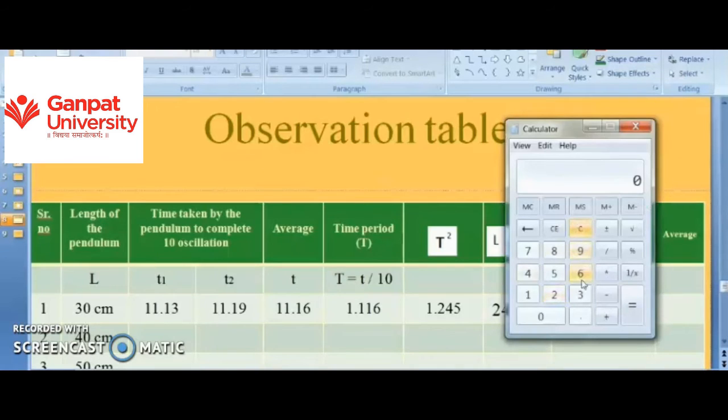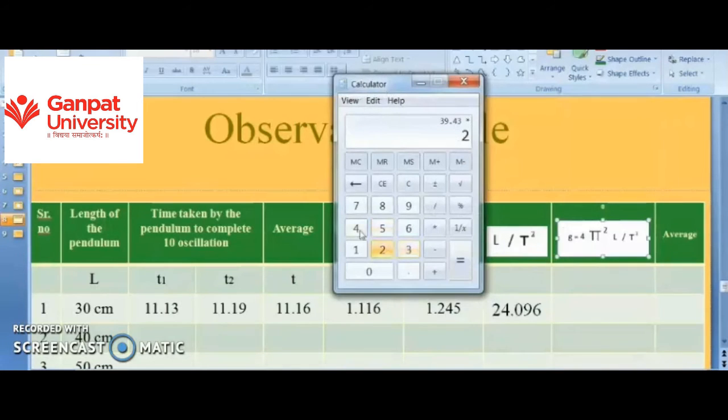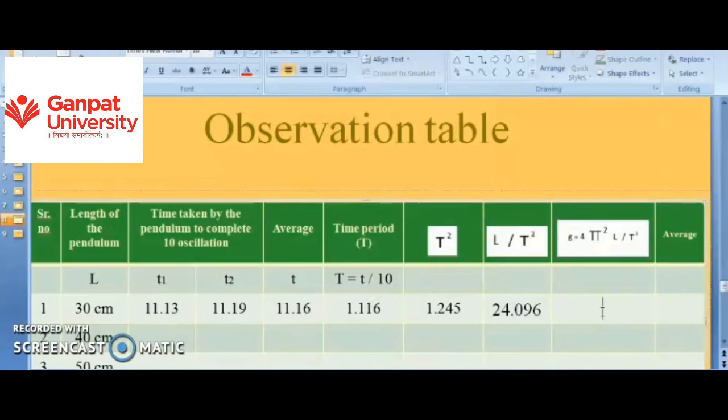4 pi square is 39.43. Multiply it by L by T square. L by T square is this, 24.096. So that will be 950.10. That will be the gravitational acceleration for 30 centimeters.